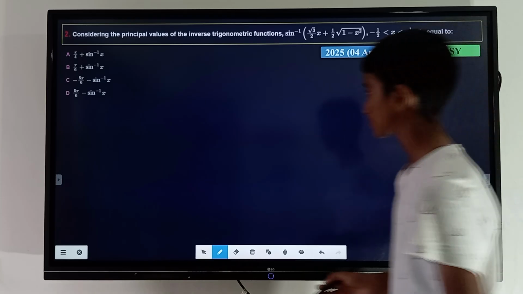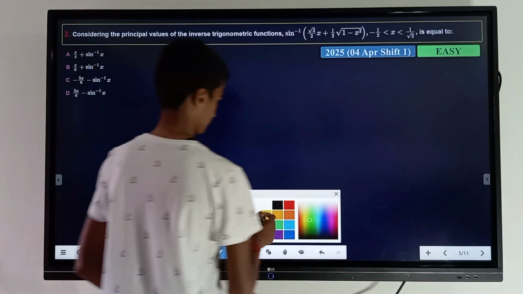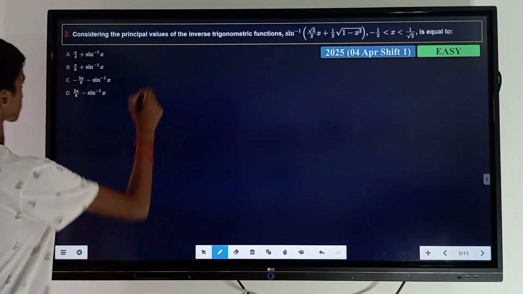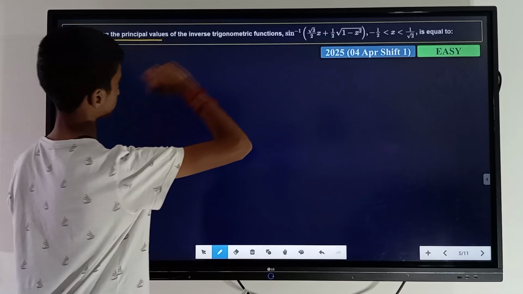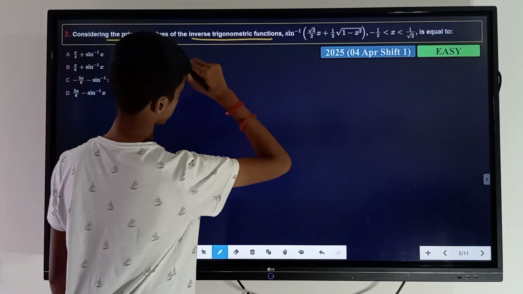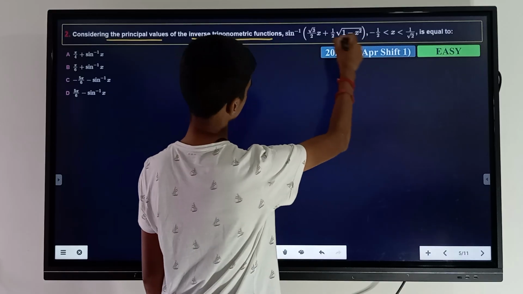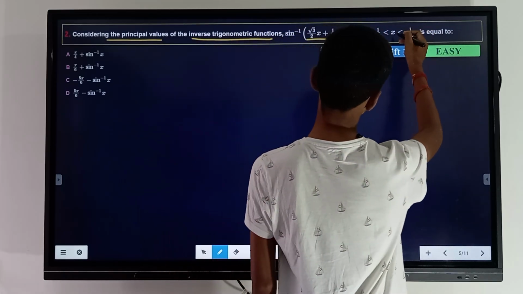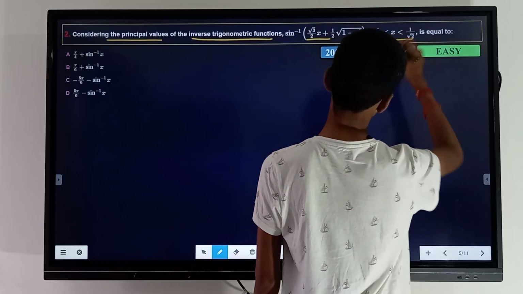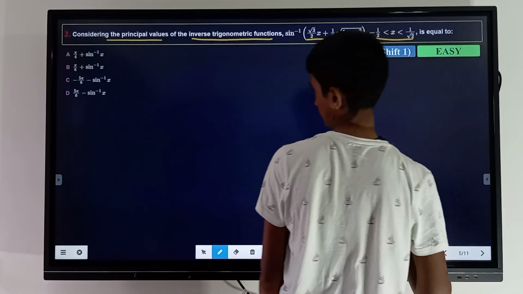And here is our next question. This time our question says, considering the principal values of the inverse trigonometric functions, of this expression, where x is between minus half and 1 upon root 2, is equal to.